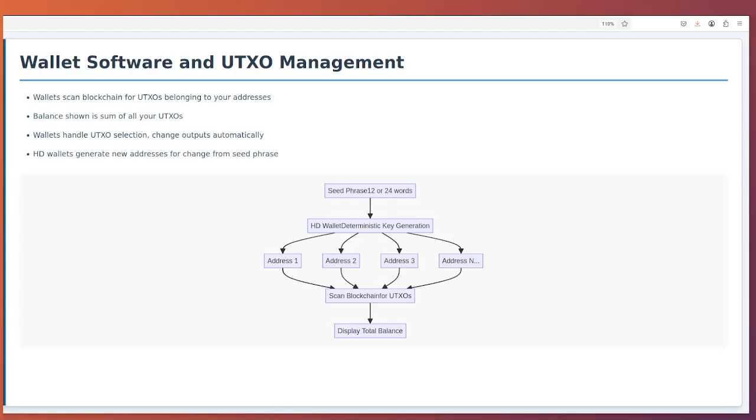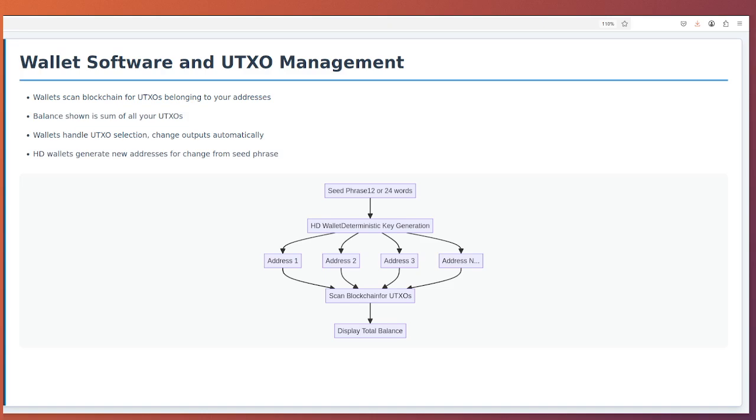Wallet recovery from seed phrases works because deterministic wallet schemes can regenerate all your addresses from the seed. The wallet scans for UTXOs belonging to those addresses. This is why you can restore your entire balance just from 12 or 24 words.